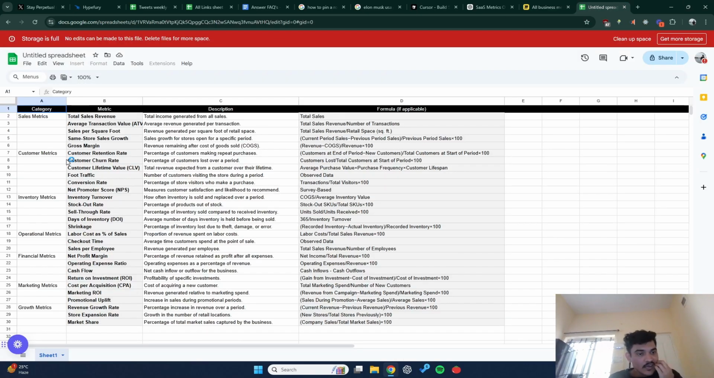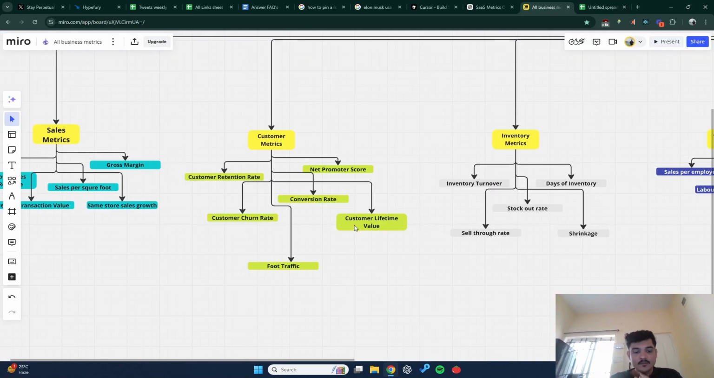So you can see it here. Customer lifetime value is average purchase value times purchase frequency times customer lifespan. All right. And another one would be conversion rate. If you're getting foot traffic but no sales, this is a red flag to watch. So it tells you what percentage of visitors are actually buying. So let's say if 100 customers are coming in and nobody's buying, the conversion rate is zero. So you need to convert as much as possible.